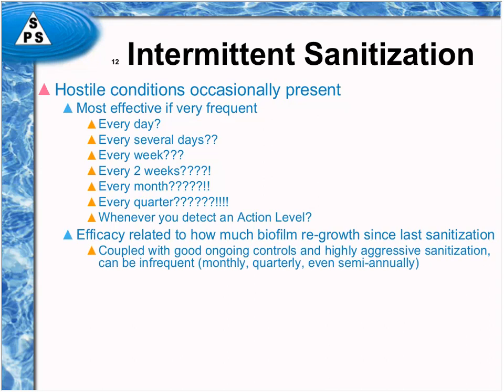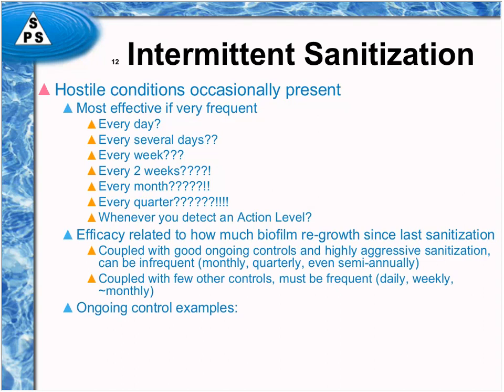Now, if you can couple your microbial control in your water system with good ongoing controls, then you wind up being able to do it less frequently because there's not much growth that occurs in between sanitizations. If you don't have such ongoing controls present, then you'll have to be doing your sanitizations quite frequently, daily or weekly, certainly more frequently than monthly. Here are some examples of these ongoing control measures.